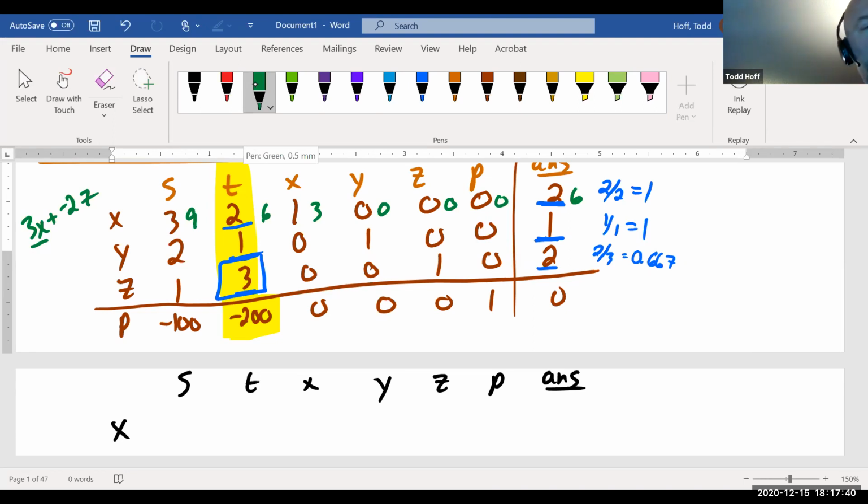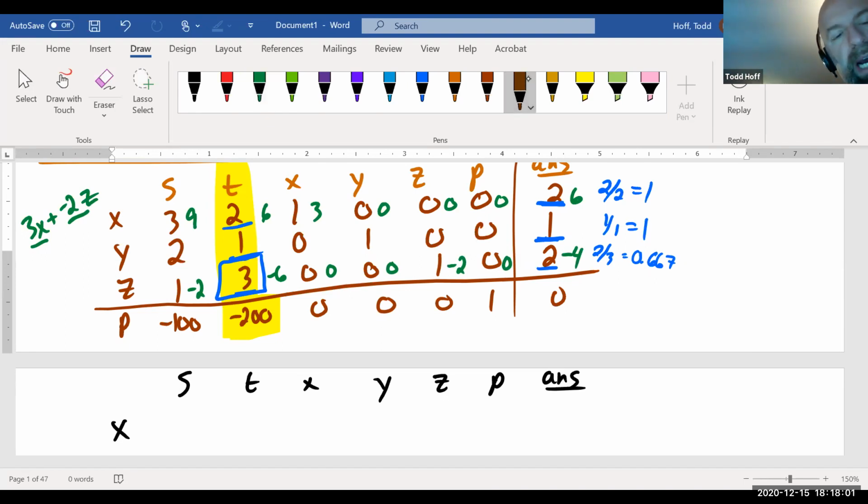Row Z then is going to get multiplied by a negative 2 so that it'll cancel out the 6 in the T column of row X. So 1 times negative 2 is negative 2. 3 times negative 2 is negative 6. 0 times anything is 0. 1 times negative 2 is negative 2. 0. And 2 times negative 2 is negative 4.